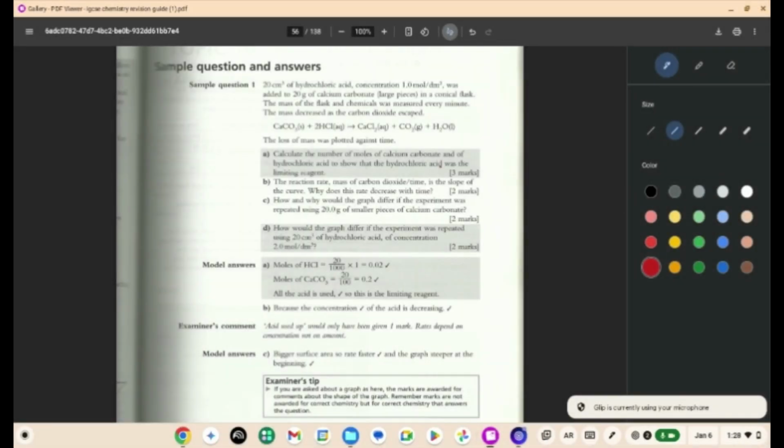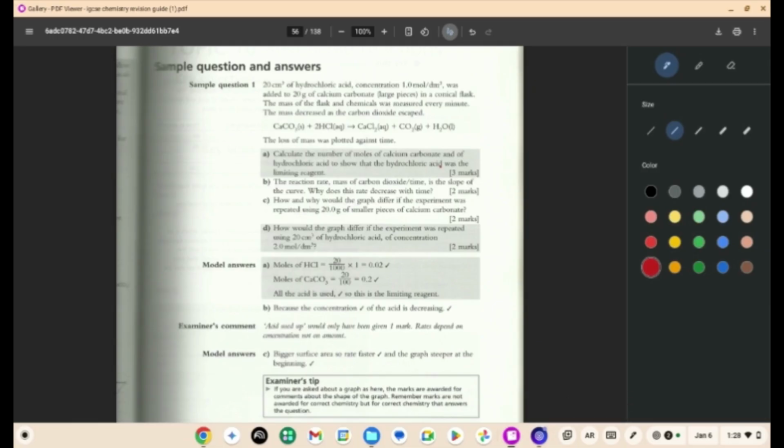In this part, we will take a sample question and answer regarding the chemical reaction rate. 20 cm³ of hydrochloric acid, concentration 1 mole per dm³, was added to 20 g of calcium carbonate, which is in large pieces, in a conical flask. The mass of the flask and the chemicals was measured every minute. The mass decreased as the carbon dioxide escaped.